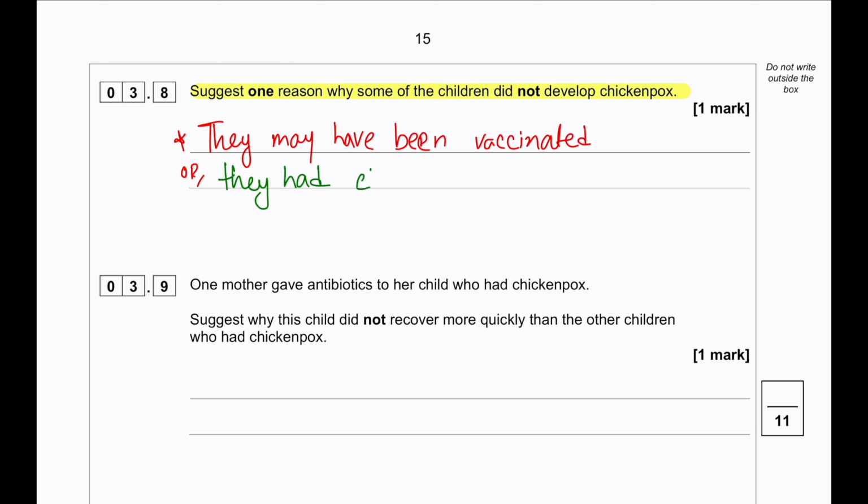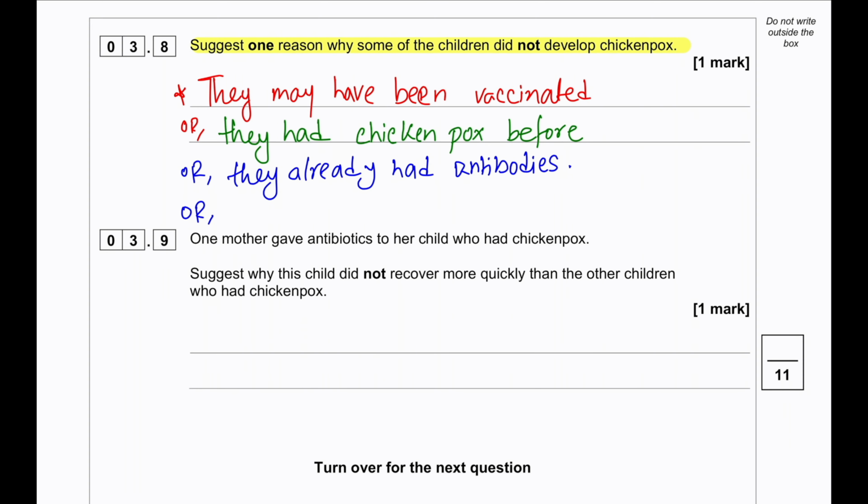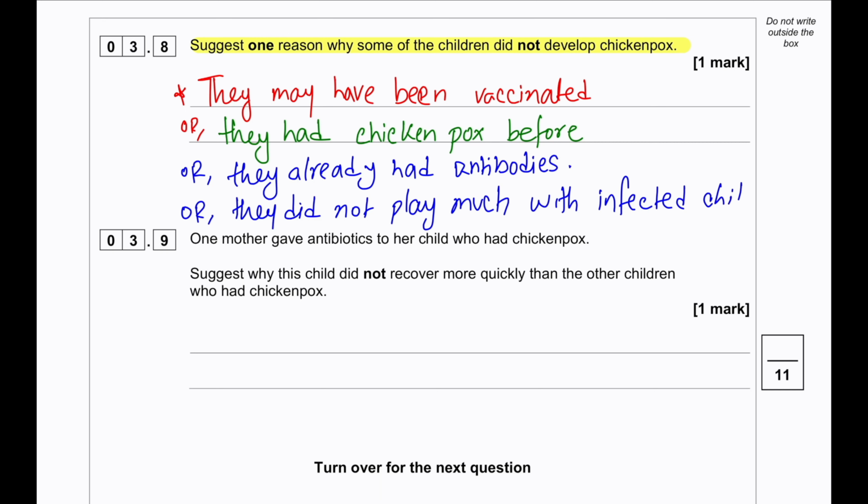All right. Or maybe they did not play much with the infected child at all and they did not get the virus in their system. They did not get enough virus within their body which could develop into chickenpox. So all of this could be a possible answer. However, only one of the points is needed by the examiner. I'm going to give you all of the options.